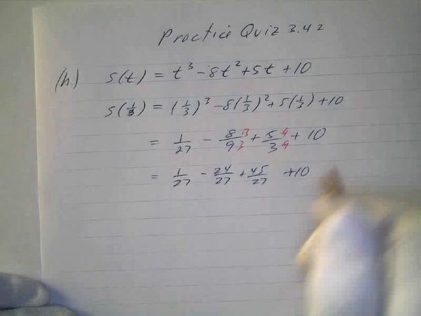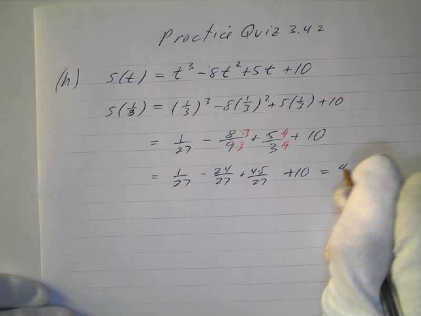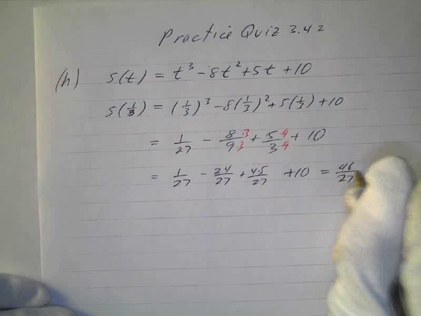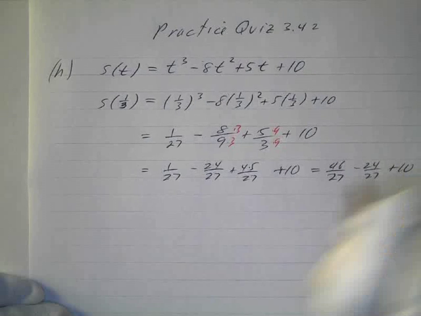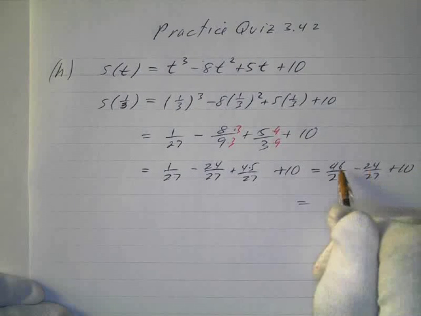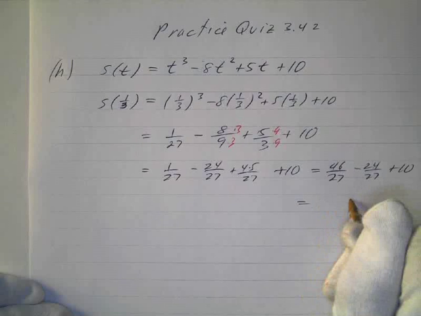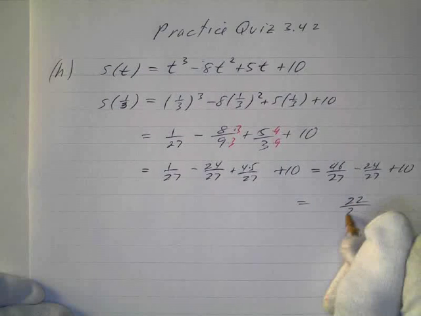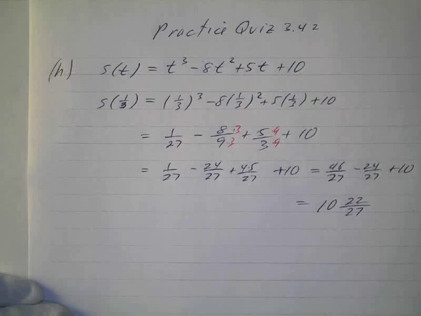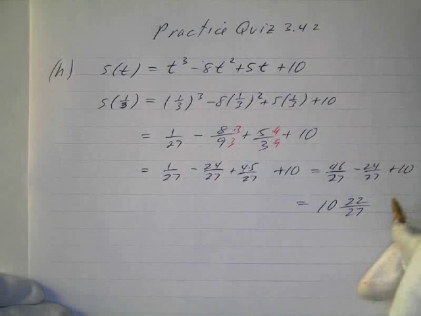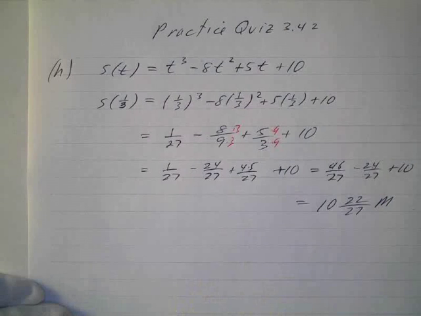And this is going to end up being 45 plus 1 is 46 over 27, minus 24 over 27, plus 10. And 46 minus 24 is 22. So it's going to be 22 over 27 and then plus 10. So 10 and 22 over 27, or 22/27 of a meter, because that's a position function. All right?